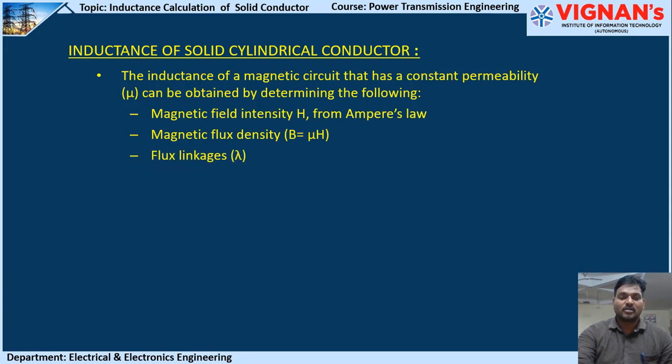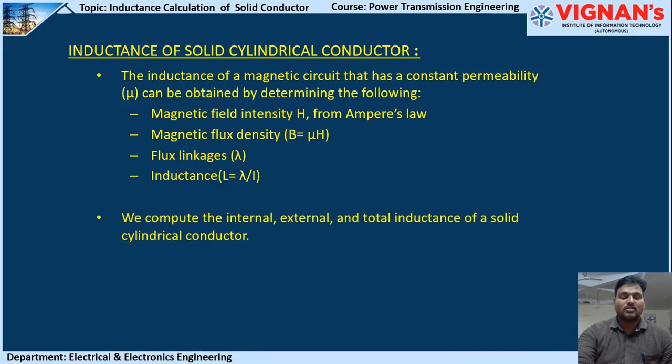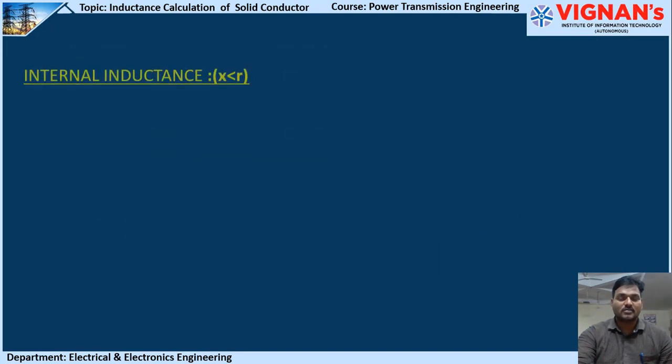From that, you determine the flux linkages, and dividing these flux linkages by the current, you get the inductance of the conductor. So these four parameters are very important to compute the inductance of a conductor. We compute the internal inductance and the external inductance, we combine these two and find out the total inductance of the solid cylindrical conductor.